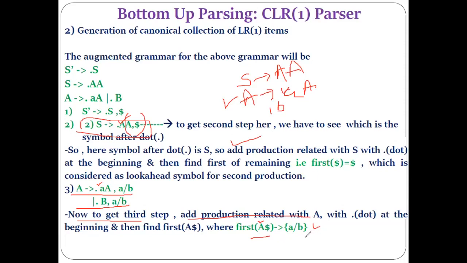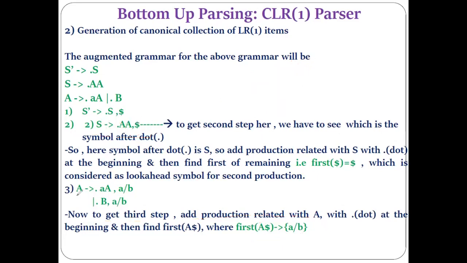Dollar itself. Understood. So you have to just focus on this starting non-terminal symbol, as here you are getting a and b. So first of A dollar is nothing but first of A. So first of A is a and b. So that is the reason here we have written the third step, dot a comma a b, and dot b comma a b, because the second production related with the A is nothing but what? A and b. So here it should be the small b. In this way we have got the third step and the fourth step also.